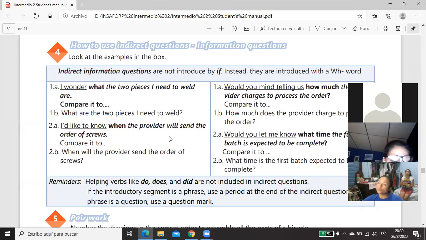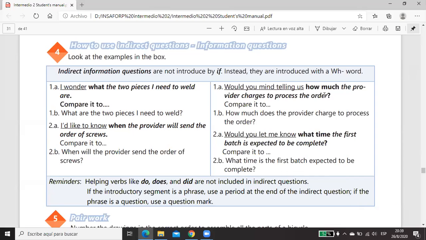I'd like to know when the provider will send the order of skirts, comparing to when will the provider send the order of screen. Okay. Can you see the difference here? Tell me, please, everybody, tell me two differences between A and B. Two differences, please.